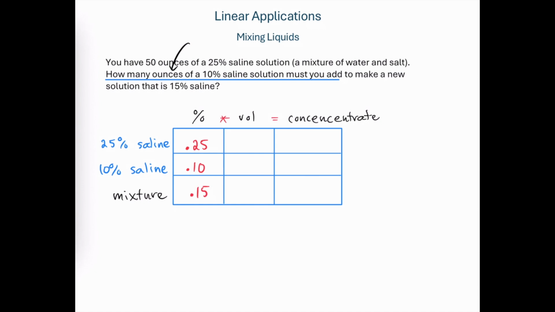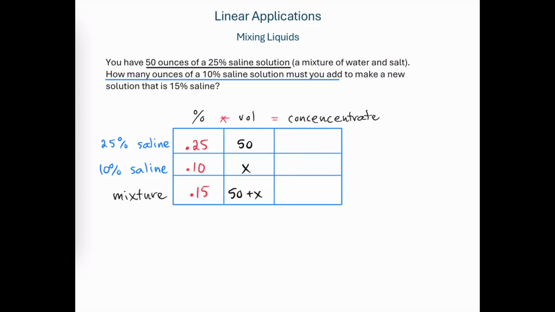The question is asking us how many ounces of the 10% solution must be added. So the number of ounces of the 10% solution is our unknown quantity, and that's going to be what we want to assign the x to. So we're going to put x in the volume cell for the 10% saline solution. We were given the fact that we had 50 ounces of the 25% solution, and since we're combining these two quantities, we're going to add 50 plus x to get the overall volume, which will be 50 plus x.